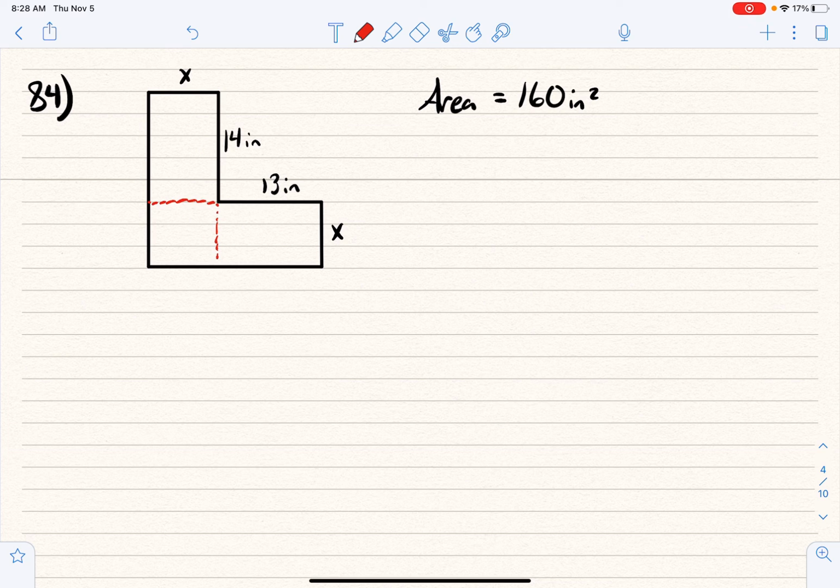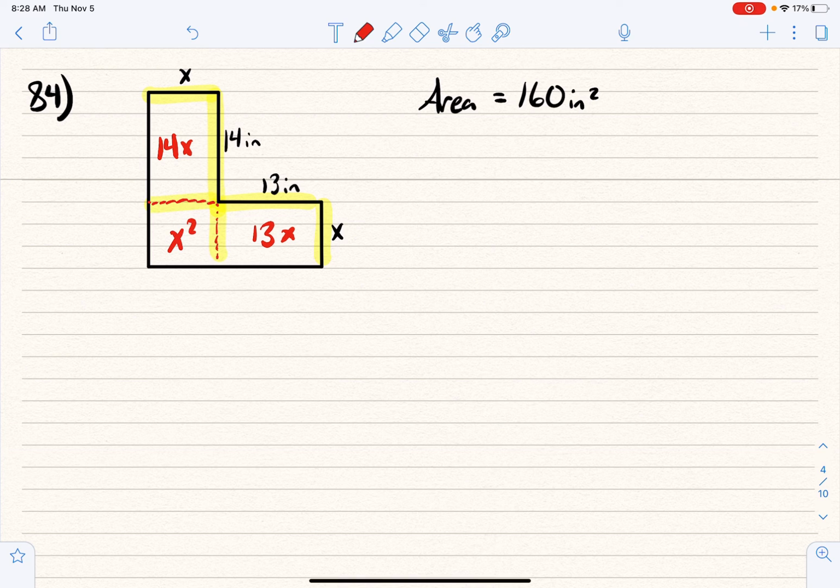And look what happens if I cut it right here. Remember, area is just you multiply the length times width. So for this one, I would multiply length times width, and I get 14x. For this one, I multiply length and width, and I get 13x. And for this last one, I go length and width, and that just becomes x squared.